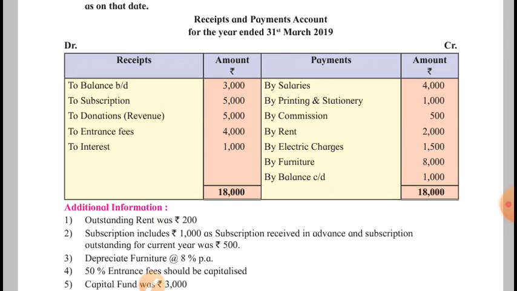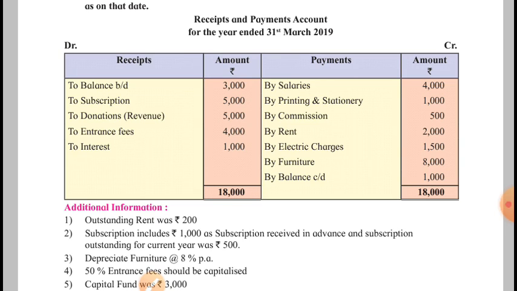On the payment side, we paid for salaries, printing and stationery, commission, rent, and electricity charges. All these five items are revenue expenses for the business: salaries, printing and stationery, commission, rent, electric charges. These five items will be debited to income and expenditure account.